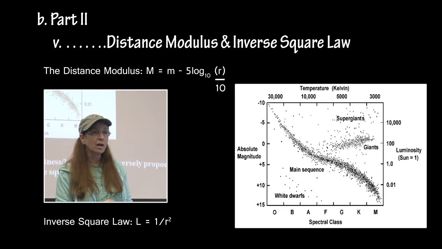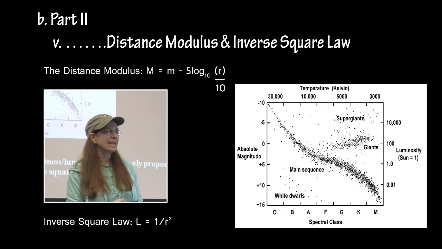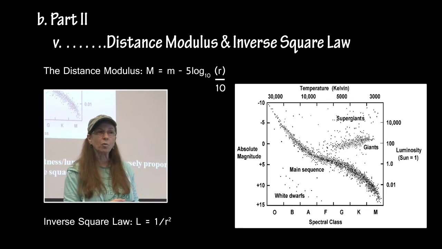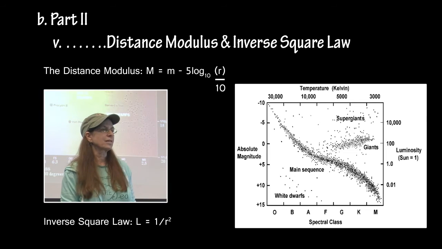The inverse square law: luminosity or absolute magnitude, brightness, whatever, is equal to 1 over R squared. It just basically states that luminosity is inversely proportional to the square of the distance between two objects.